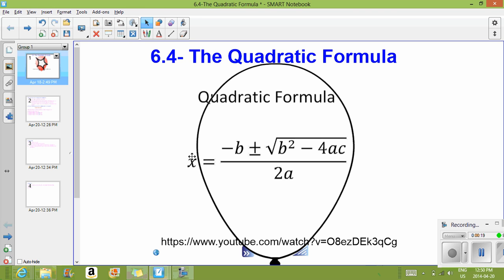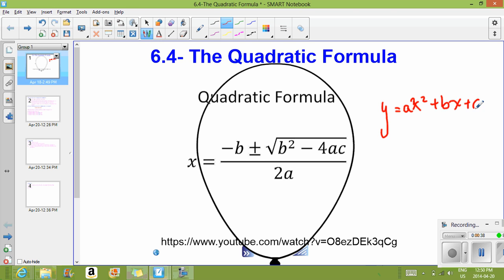The quadratic formula finds you your x-intercepts, and it is negative b plus or minus the square root of b squared minus 4ac, all divided by 2a. Now, where do these a's, b's, and c's come from? Remember, the standard form is ax squared plus bx plus c. So the a, the b, and the c are all coming from this standard form here.